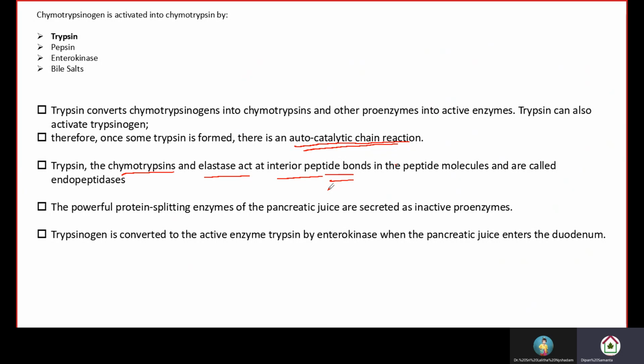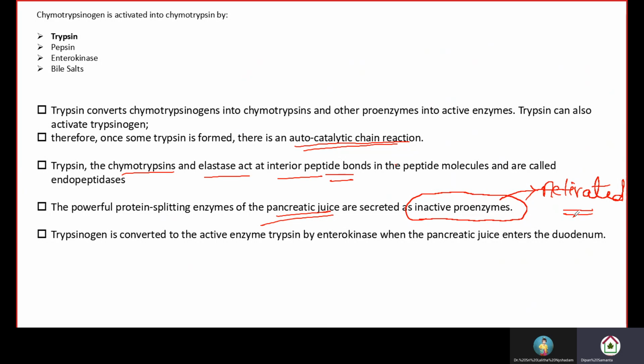Trypsin, chymotrypsin and elastase act at the interior peptide bond in the peptide molecules and are called endopeptidases. The powerful protein splitting enzymes of the pancreatic juice are secreted as inactive proenzymes. First of all, pancreatic juice enzymes are secreted as inactive proenzymes. Then they are activated. Otherwise, they will self-digest, from where they are stored, from where they are produced.